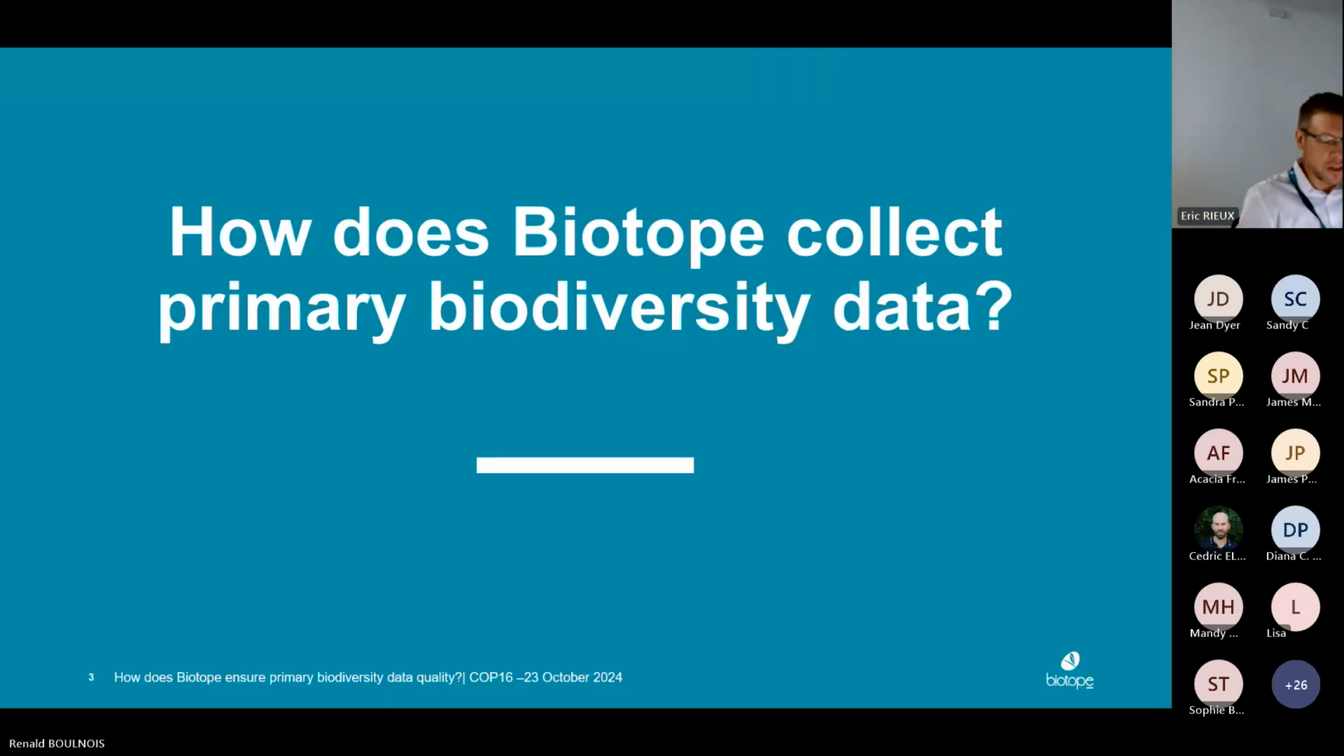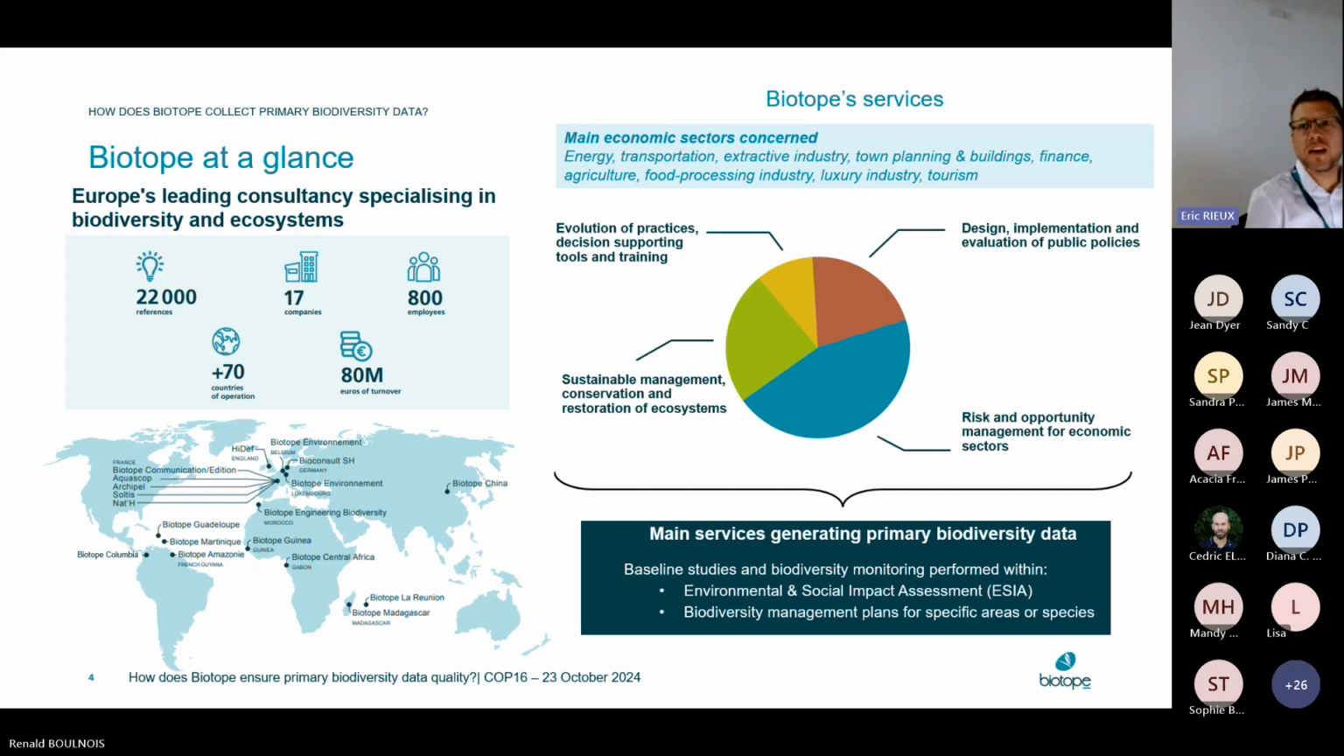So first of all, how does BIOTOPE collect primary biodiversity data? Very quickly, at a glance, BIOTOPE is a French-based consultancy specialized in biodiversity and ecological engineering. We have more or less 15 to 17 offices around the world, mainly in France, and also a few affiliates in China, Madagascar, Gabon, South America, Colombia, etc.